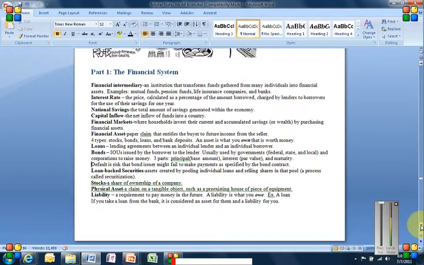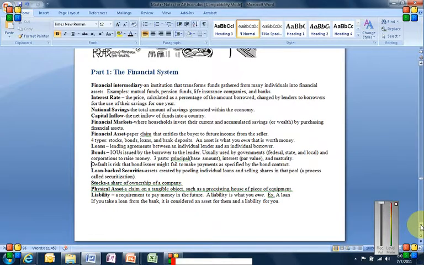National savings is the total amount of savings generated within the economy, no matter which economy we're talking about. Capital inflow refers to financial capital. If you recall, when we talked about the factors of production, when it came to capital, there were two kinds, physical and financial capital. And this refers to financial capital flowing into a country from another country, investors from another country. Financial markets are where households invest their current and accumulated savings, also known as wealth, by purchasing financial assets.